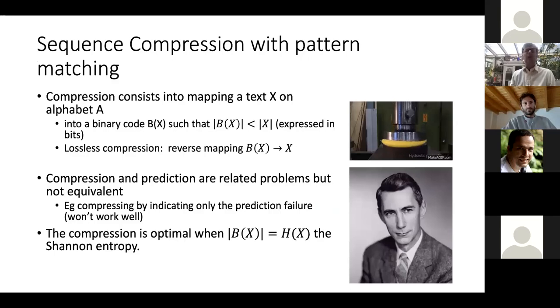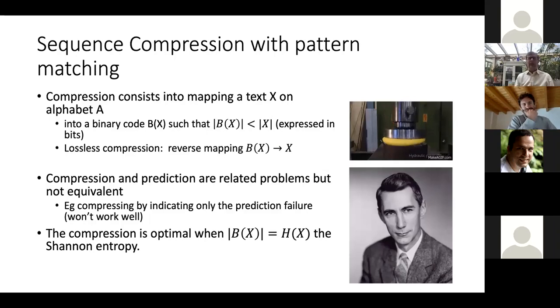Pattern matching can also be used for compression. That is one of the most fundamental results with pattern matching. It is one of the first universal compression algorithms. Compression is just mapping a text X over alphabet A into a binary code BX, such that eventually the size of the compressed code BX will be smaller than the size of the original text. Of course, in this case, you have to make the translation into binary.